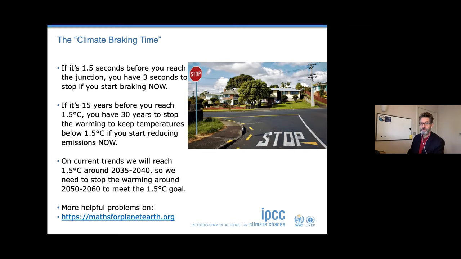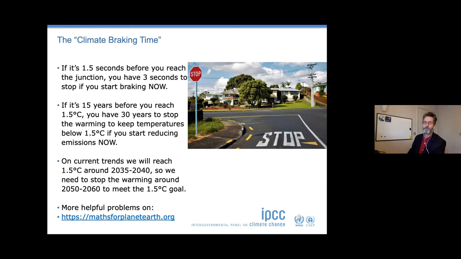By the way, you can see more helpful maths problems like this again. It's teachers against the climate crisis. So if you're teaching at the first year undergraduate or high school level, there's a lot of helpful problems on mathsforplanetearth.org, which give you interesting little maths exercises linked to long-term sustainability questions.